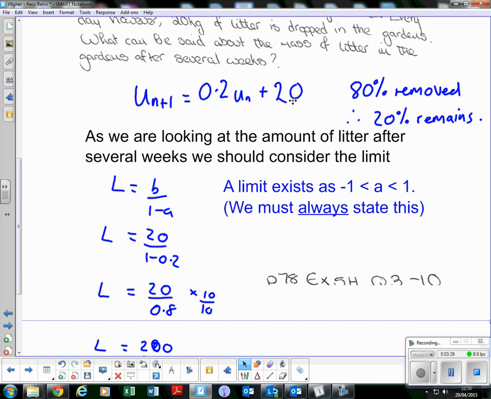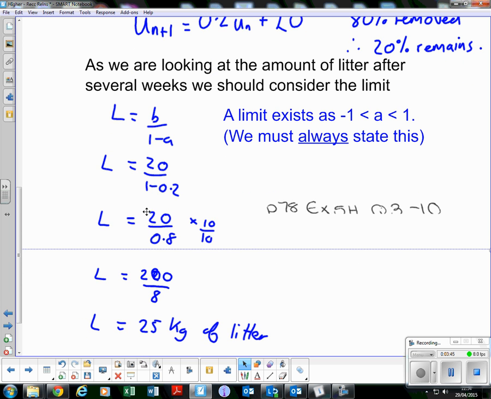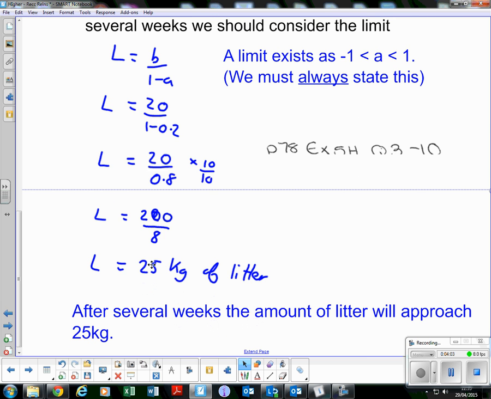So again, rather than pressing the buttons on the calculator, substitute in. Here's our b, here's our a. b over 1 minus a will be 20 over 1 minus 0.2. So that's 20 over 0.8. We do need to have some non-calculator skills at Higher Maths, so let's do that without a calculator. I'm going to look at the equivalent fraction, multiplying top and bottom by 10. So that'll be 200 over 8, and 200 over 8 is 25. So L, the limit of the amount of litter, will be 25 kilograms.